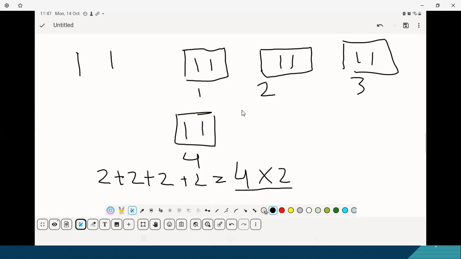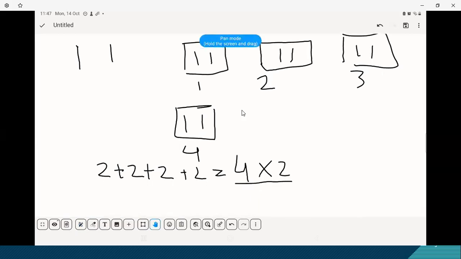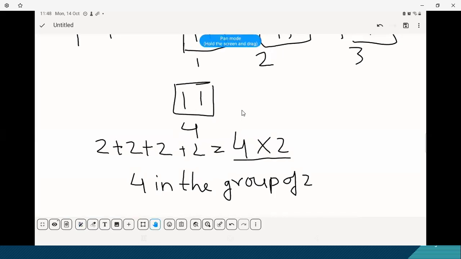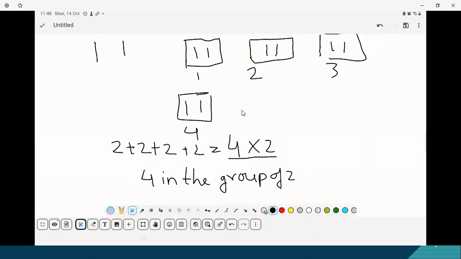We are writing 4 multiplied by 2 here because we will read it as 4 in the group of 2. It means we have a group of 2, and each child is one group. One child has two hands, so this is a group of 2, and each child has two hands, and we have 4 children. So that is the number of children we have, and then that is the number of hands. So we will read it 4 in the group of 2.